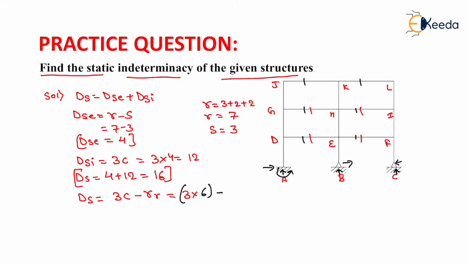It is the number of reactions required to convert any support into a fixed support. Now, support A is already fixed. We need to convert the supports B and C into fixed supports, for which the release reaction required will be 1 at each support, that is B and C. So, the total release reaction will be equal to 2. Now, if you solve this, then the total static indeterminacy will be equal to 16. The value of total static indeterminacy from both formulas will be the same.